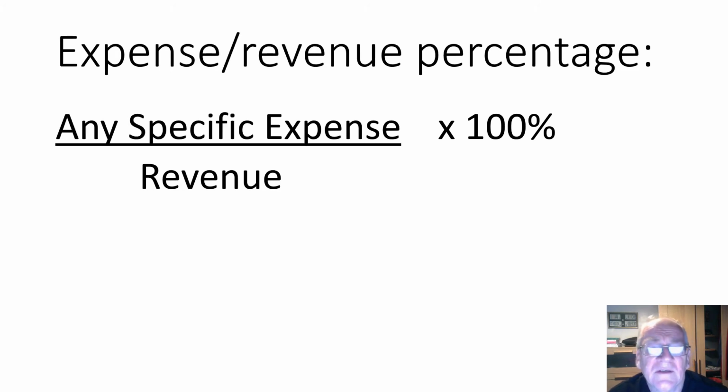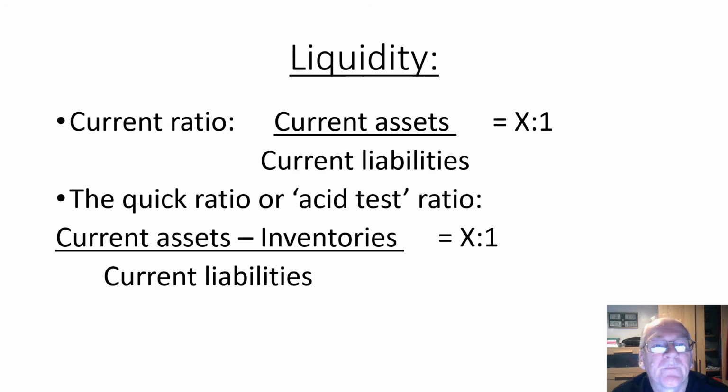But we can also use any particular expense against revenue. Maybe we've let admin expenses go out of hand, maybe the distribution costs have gone out of hand, and it will show part of the story. What's happened, why. Doesn't give you any solutions, it just tells you why and what's happened.